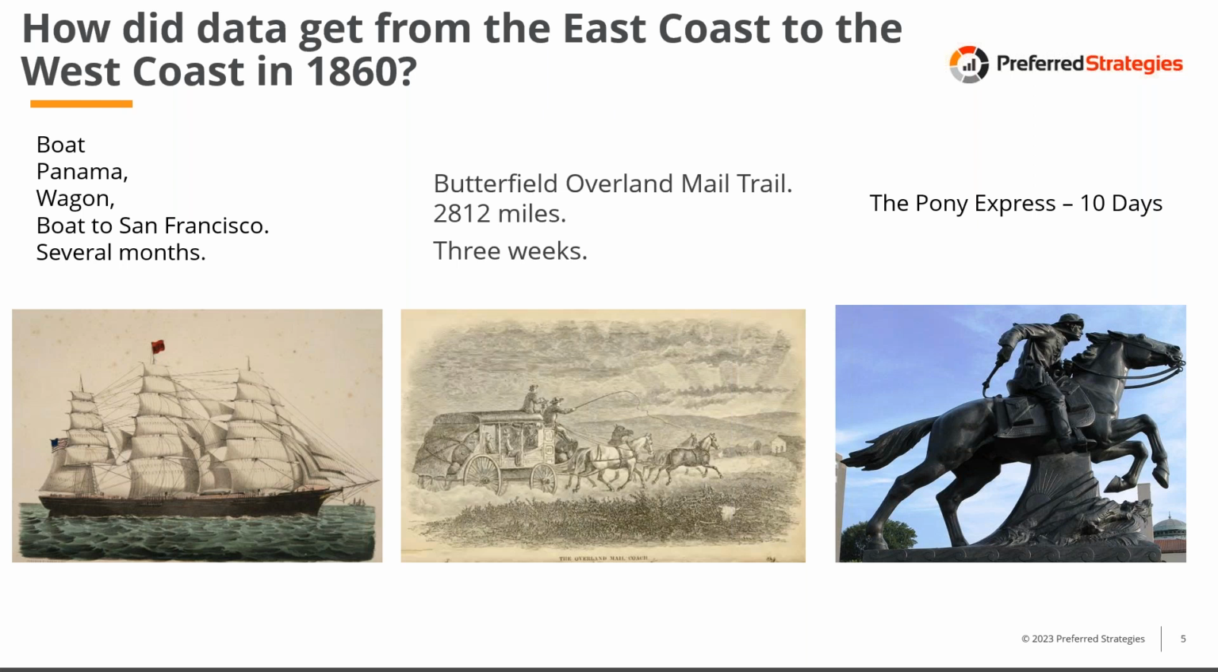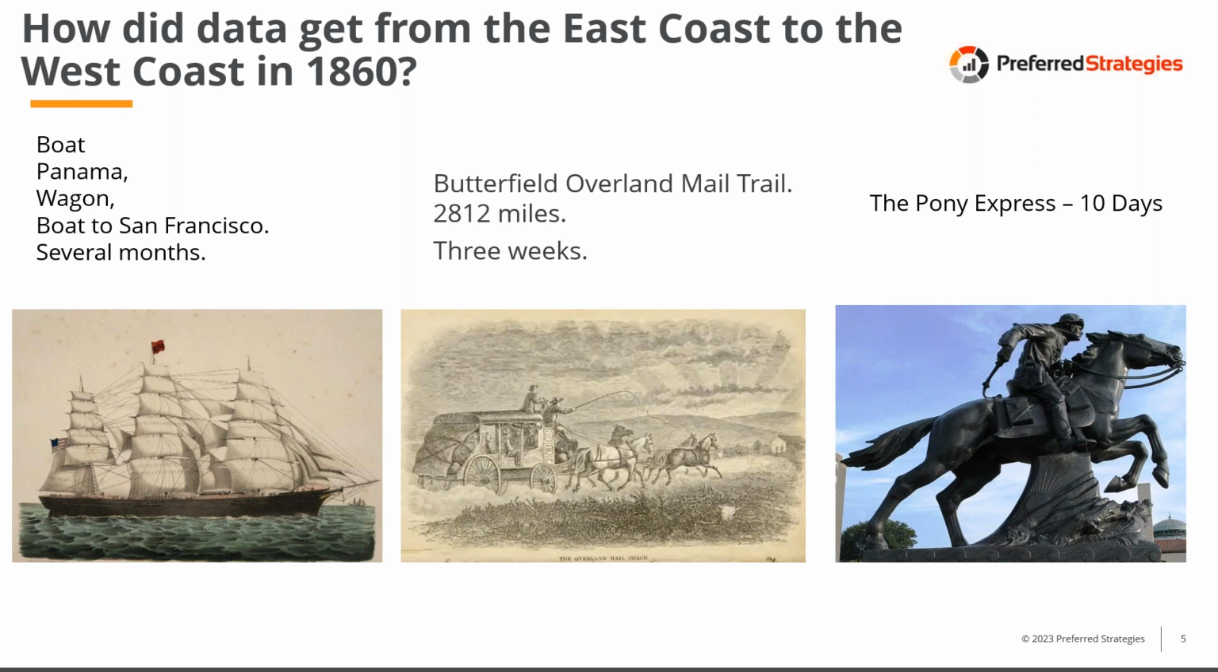So to get that data from one coast to the other, there's three main choices: boat to Panama, then taking a wagon across the Isthmus of Panama, and then a boat to San Francisco. That journey took several months. So a newspaper or a letter took a couple of months to get there. There was an option, the Butterfield Overland Mail Trail, those stagecoaches that we know from westerns of old. That was an arduous journey, but did take about 3 weeks, a lot faster than the boat, but really rough going on the people doing that travel.